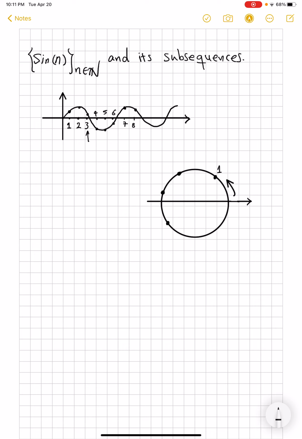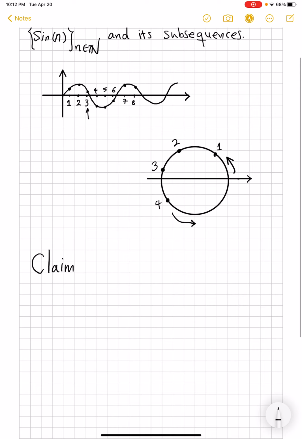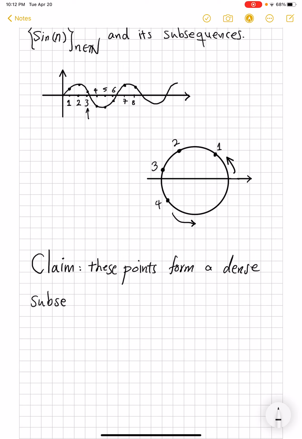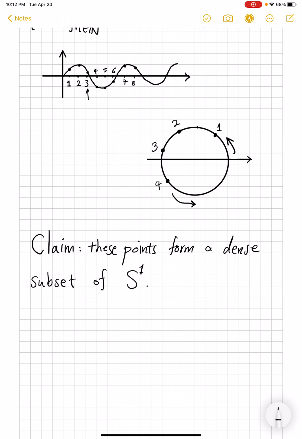I travel 1 more unit along the perimeter to get to 2, 3 again just before pi, and then there will be 4, and I will keep traveling counterclockwise. Now, my claim is these points form a dense subset of circle S1. And by dense, I mean every point of the circle you pick, either you will hit it with one of these points, or in any neighborhood of that point, there will be infinitely many of them happening. Yet another characterization is that you can always find subsequences that converge to any point that you fix.